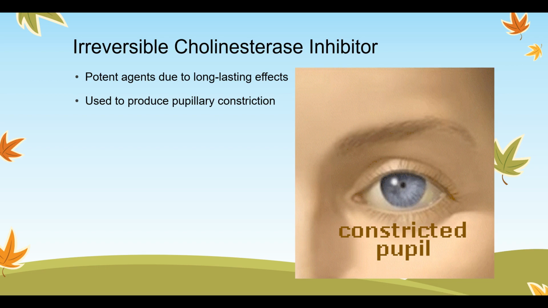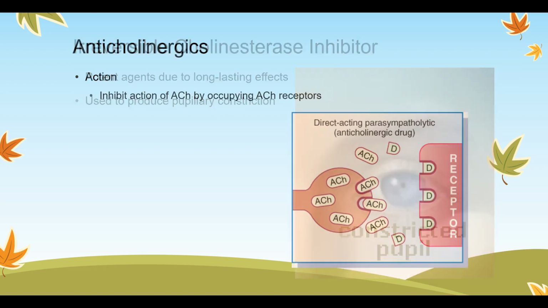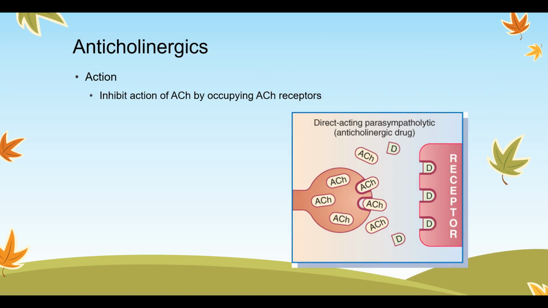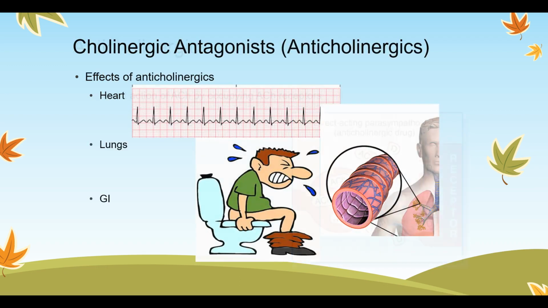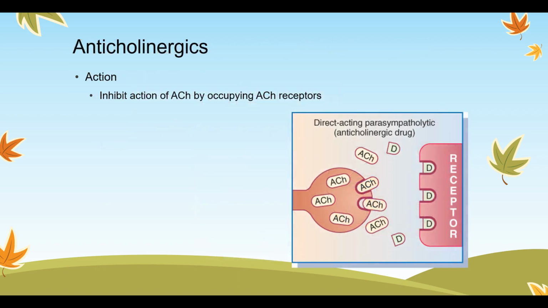So irreversible cholinesterase inhibitors are used to produce pupillary constriction, potent agents due to long-lasting effects. So again, they're not really used that often. These are not on your test. You really need to know about the bethanechol, and you definitely need to learn about anticholinergics. So they work with the acetylcholine, which I'm not going to go over because I think this is a confusing picture.